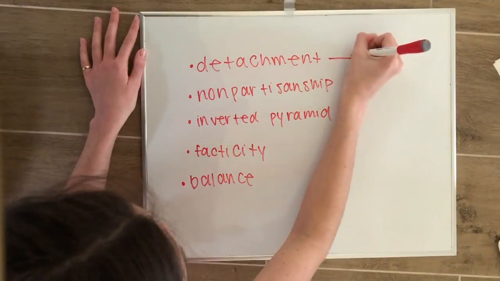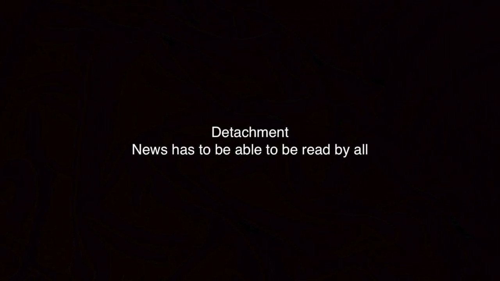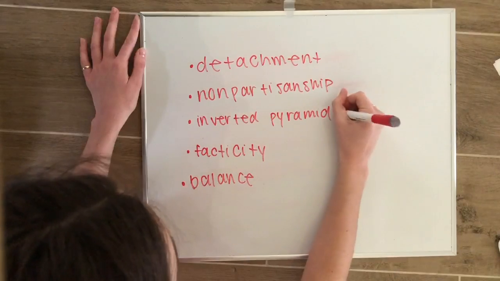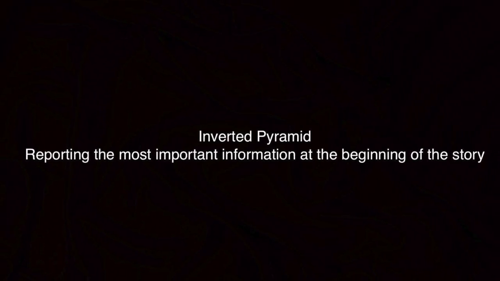Detachment. This allows for all types of consumers to read whichever news source they like. It comes from when papers detached from their social or political classes and wrote news for the general public. Nonpartisanship. Journalists must not express their own opinions, like political opinions, in their reporting. Inverted pyramid is reporting the most important information at the beginning of the story.